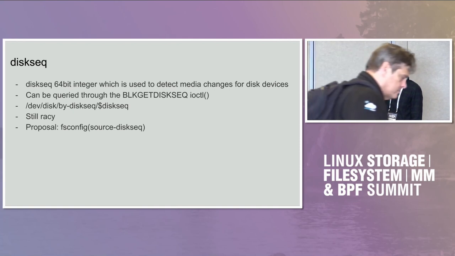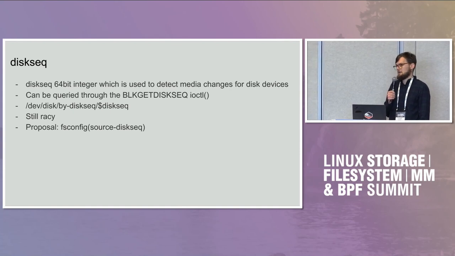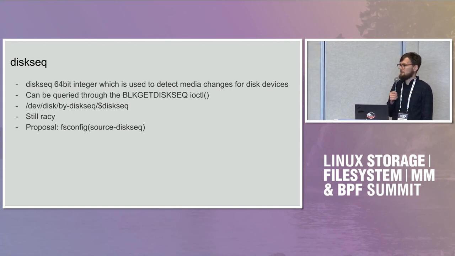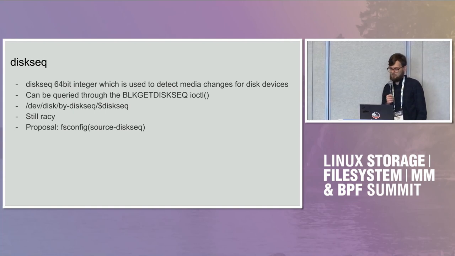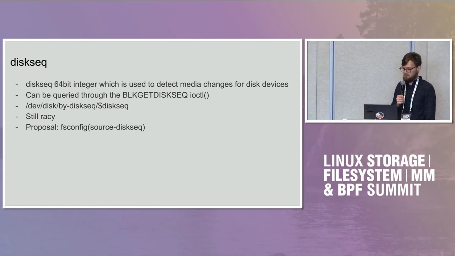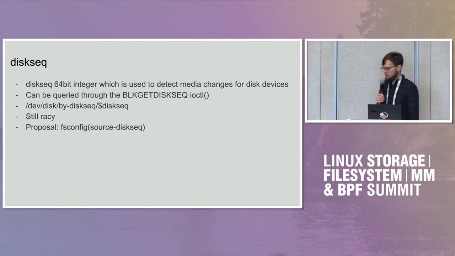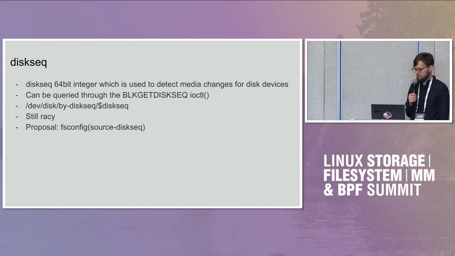And nowadays, systemd will, in addition to a bunch of other stuff, such as /dev/disk/by-uuid, also have by-diskseq. So you can reference disk devices through these symlinks by their disk sequence number. So this already eliminates a bunch of races, but not all of them, as far as I understand.